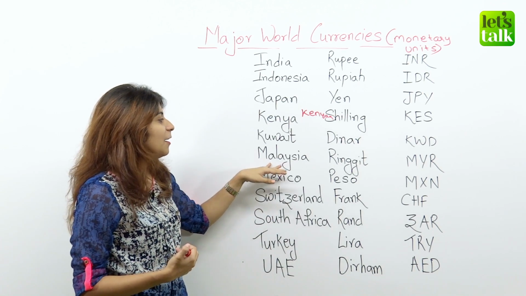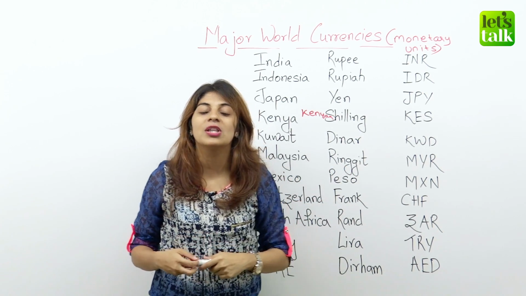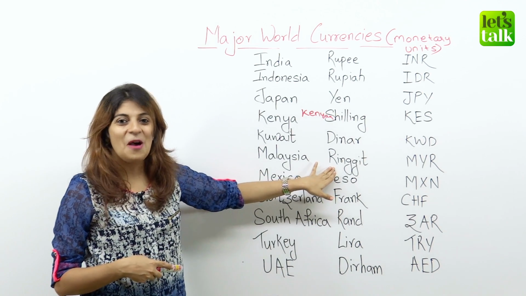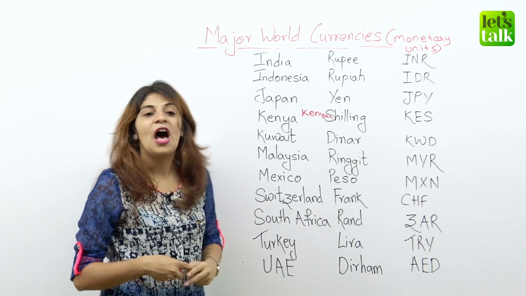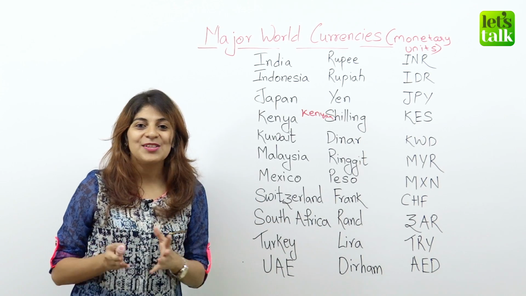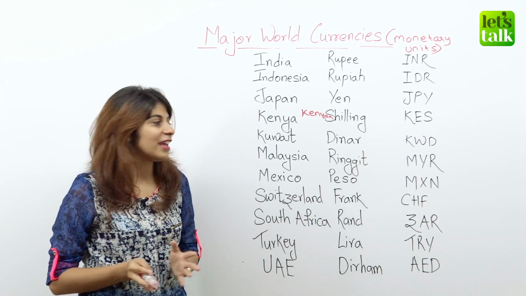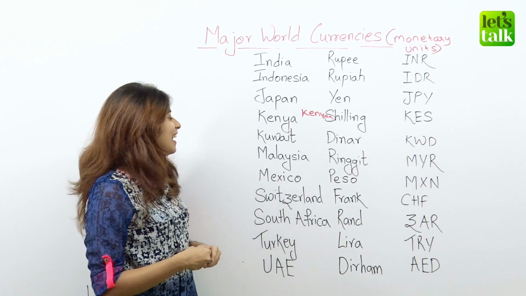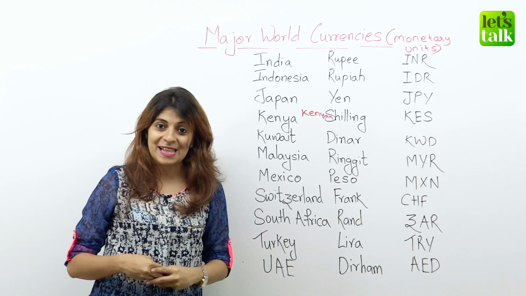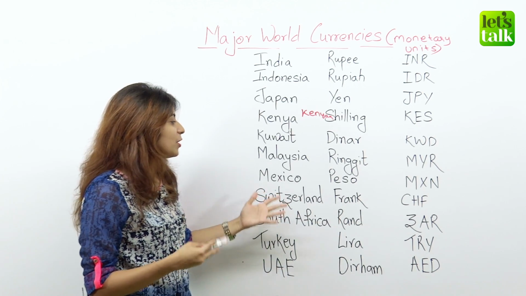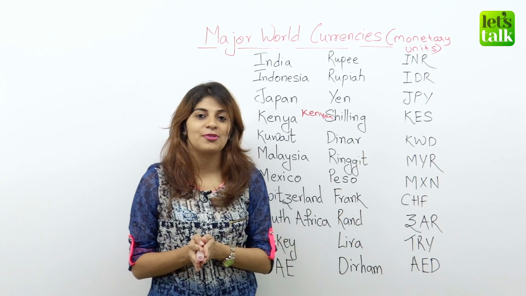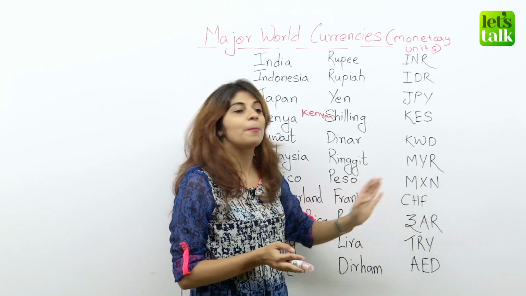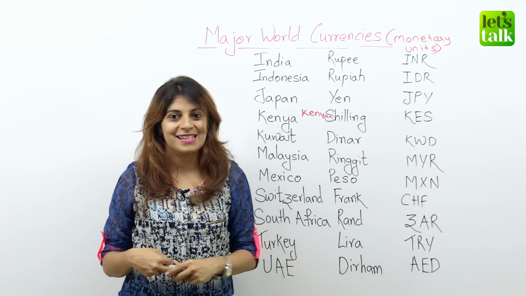Then we have Malaysia. In Malaysia, people use the currency called ringgit. Well, yes, that's quite an interesting name. Well, that's how it's pronounced, as ringgit. And the ISO code for the currency ringgit is MYR. Okay, let's move on to Mexico. Now in Mexico, the people of Mexico use the currency called peso, and the ISO code for peso is MXN.